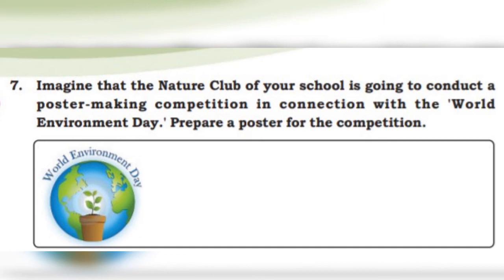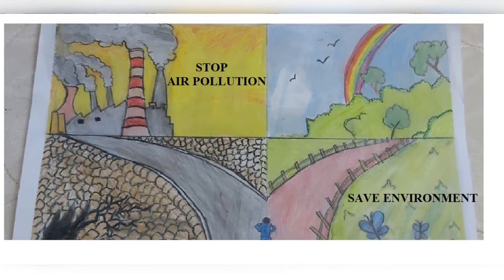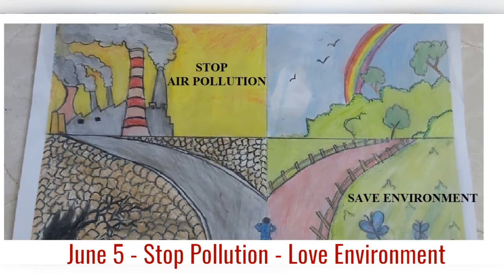So when is World Environment Day? World Environment Day is on June 5th. Okay, so here is an example for World Environment Day poster making competition. So here is a picture. On the right side it is the beautiful scene of the picture, and on the left side it is complete pollution, air pollution is given there.